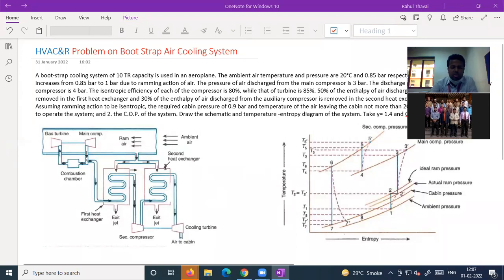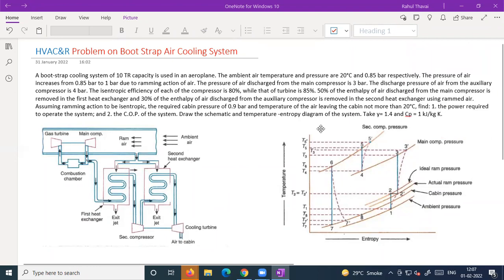Now for this session, what we'll do is we will see a problem based on the bootstrap air cooling system. As you can see on the screen, you can just start reading the problem. The problem is: a bootstrap cooling system of 10 TR capacity is used in an aeroplane. At the starting only, they have mentioned that it's a bootstrap cooling system.